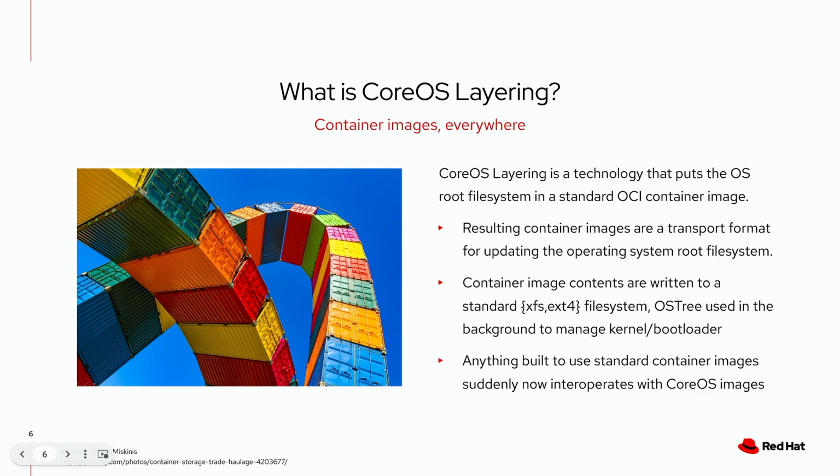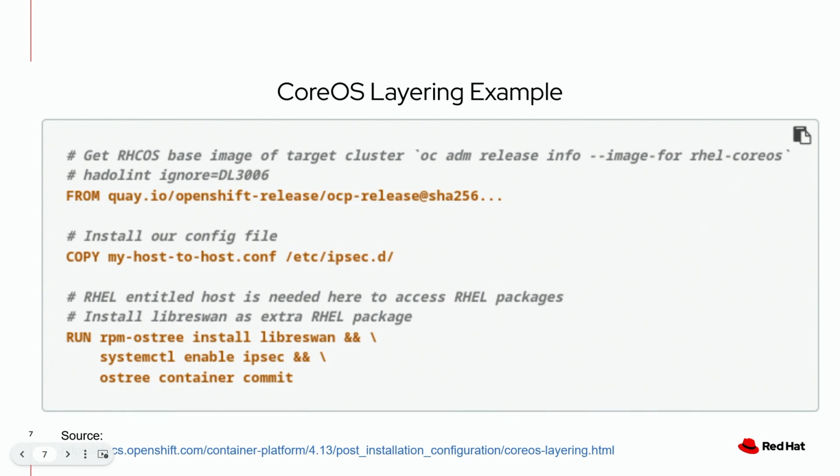So the two things here are, one, put the OS update information in a container and use that as a transport mechanism, and two, make it really easy to allow people to derive from that container, add things to it, and then push to their own registry. And now that is the source of truth for your cluster. So let's dig into an example real quick.